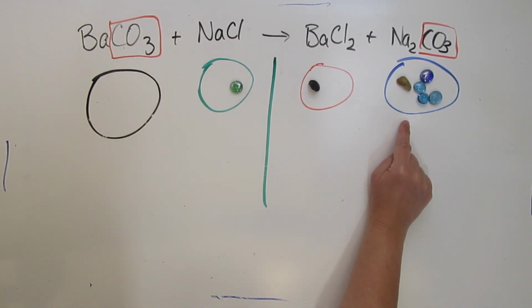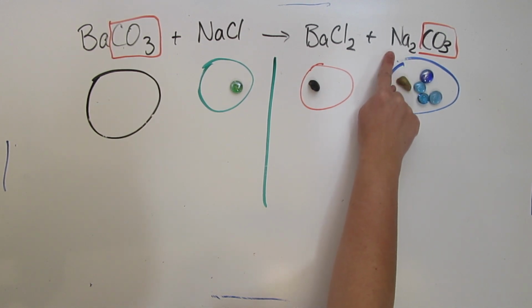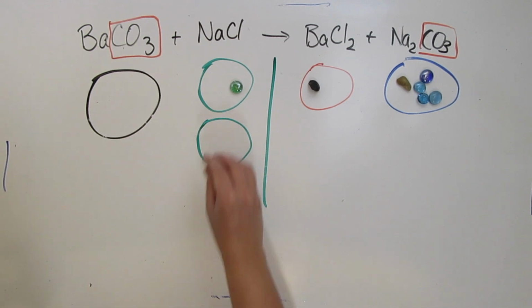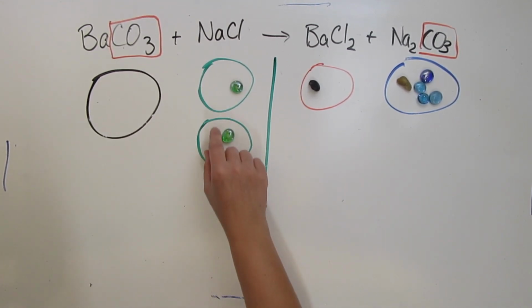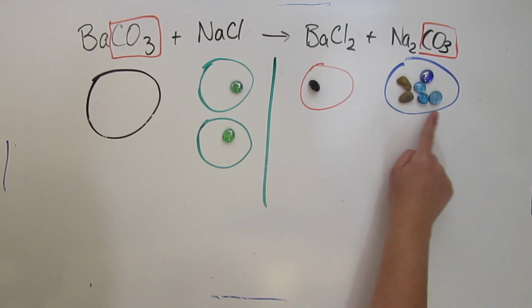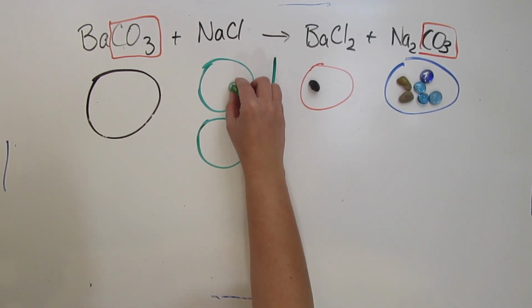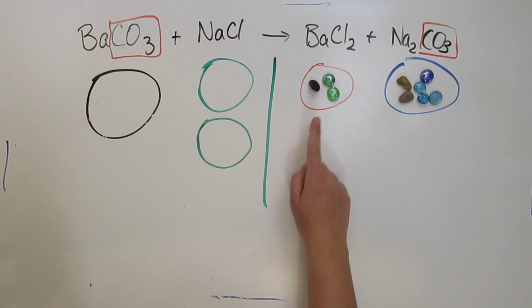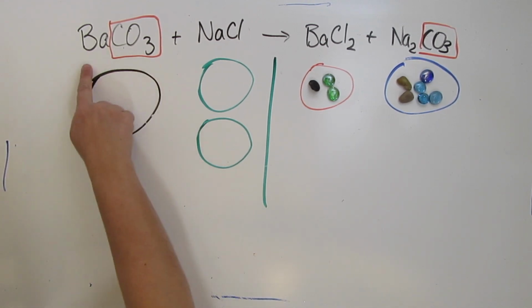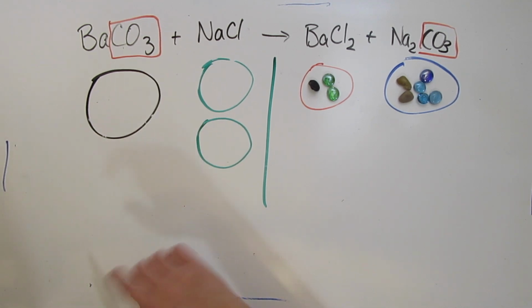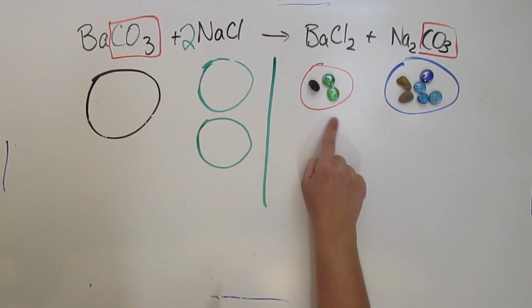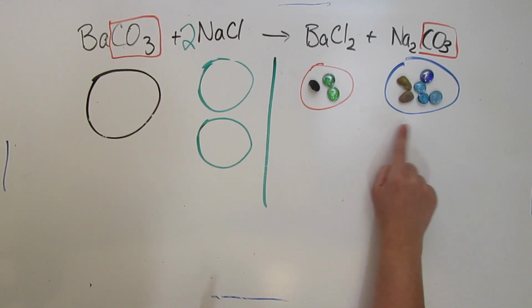Is this molecule now complete? No, it needs another sodium. We have Na2. So where's that sodium going to come from? It's going to have to come from sodium chloride. Right, so we need to start with another one of these molecules. And now you can see we can have our two sodiums here. And then these chlorines can go over here to make the barium chloride. So again, we now have one molecule of the barium compound plus two molecules of the sodium compound gives us one molecule of the barium chloride and one molecule of this.